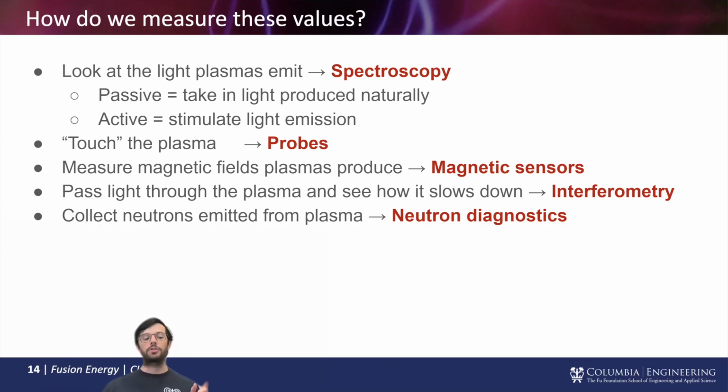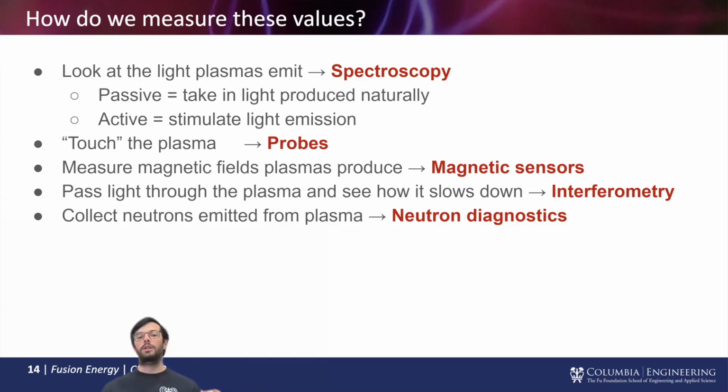Or active. This is like we're actually exciting something specific about the plasma. We're adding energy and it produces light in a predictable way and we see what happens with that. So that's active spectroscopy. We can touch the plasma, which is probes, actually putting things into the plasma. We can measure magnetic fields that the plasmas produce. This is super important. This is with magnetic sensors. This is another kind of hands-off passive way of measuring plasma. You're not changing the system, you're just measuring what it's doing. There's a specific one called interferometry, where we pass light through the plasma and see how it slows down or reflects. We'll talk about that.